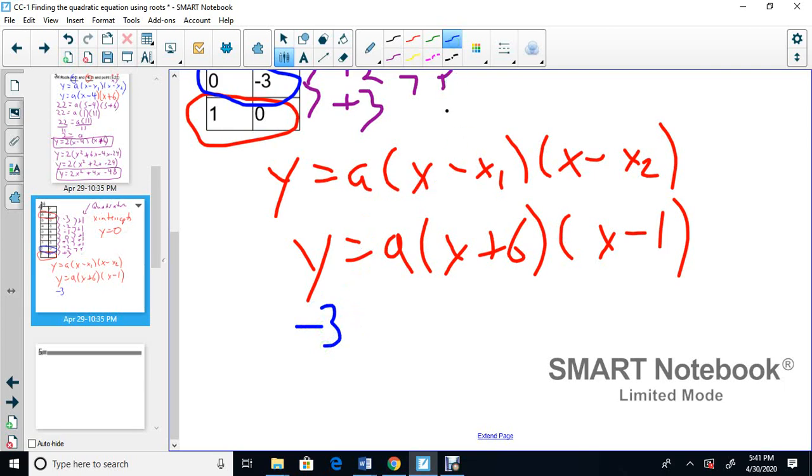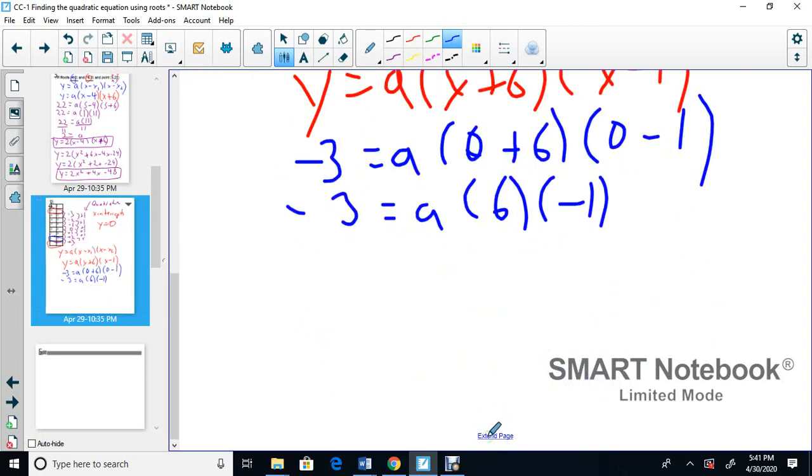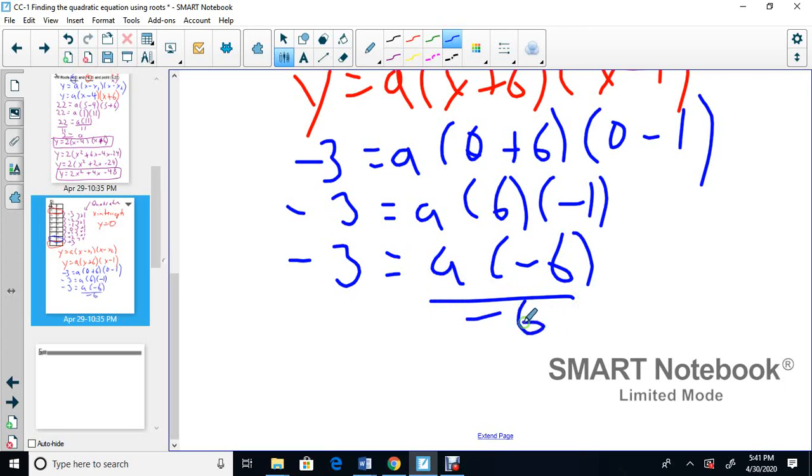Okay. And a I don't know. So now for the x is 0. So x, 0 plus 6. If you can, use the y-intercept because it's easy to add here. A, so 0 plus 6 is 6. And 0 plus negative 1 is negative 1. Okay, let's extend this so you can see it. So negative 3, same as the other question, negative 6. Divide by negative 6. A is 0.5 or a half.